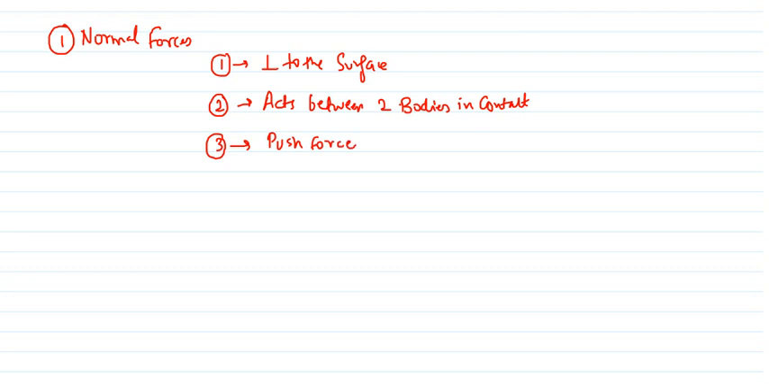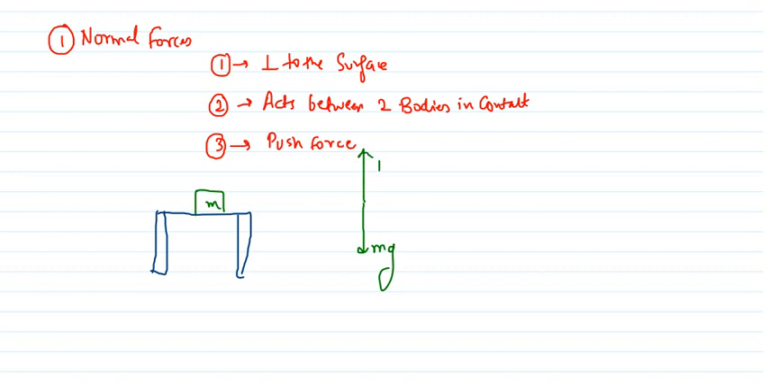So let's understand how it is applied. Suppose we have a table, and a mass m is sitting on the table. I want to draw the free body diagram of this mass. So mg will act downwards, and normal force will act since the mass is in contact with the table. The table will apply a normal force perpendicular to its surface, and it will be a push force, so it will be in the upward direction. So normal force will act like this, perpendicular to the surface, as a push force.